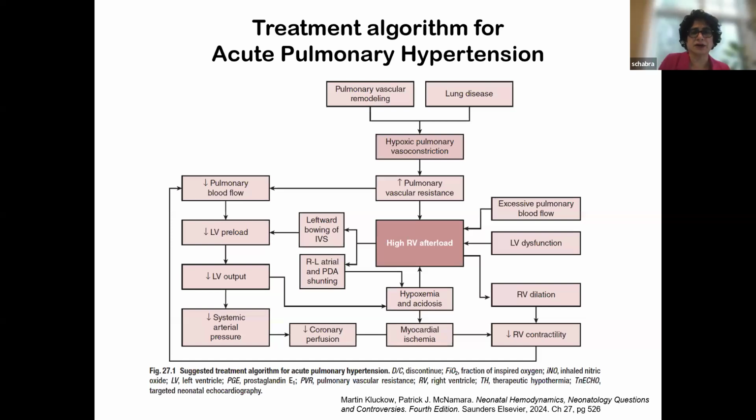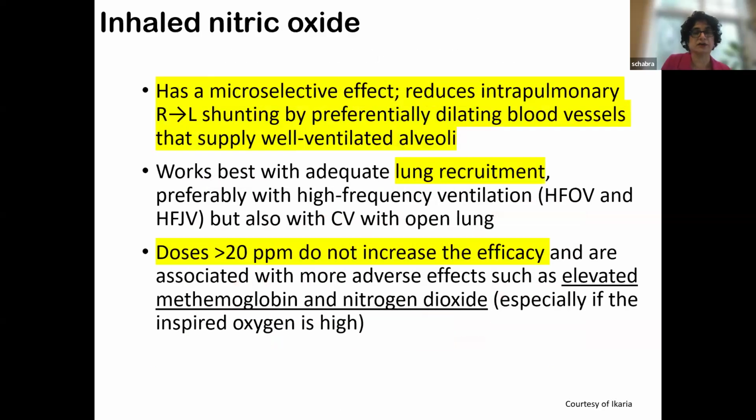This just talks about the bad effects of this high pulmonary vasoconstriction causing increased pulmonary vascular resistance with decreased flow, decreased left ventricular preload, decreased LV output, and decreased systemic arterial pressure, which causes decreased coronary perfusion and myocardial ischemia, and decreased right ventricular contractility, which goes back to decreased pulmonary blood flow. So ultimately, there is high right ventricular afterload, and you could have LV dysfunction in severe cases.